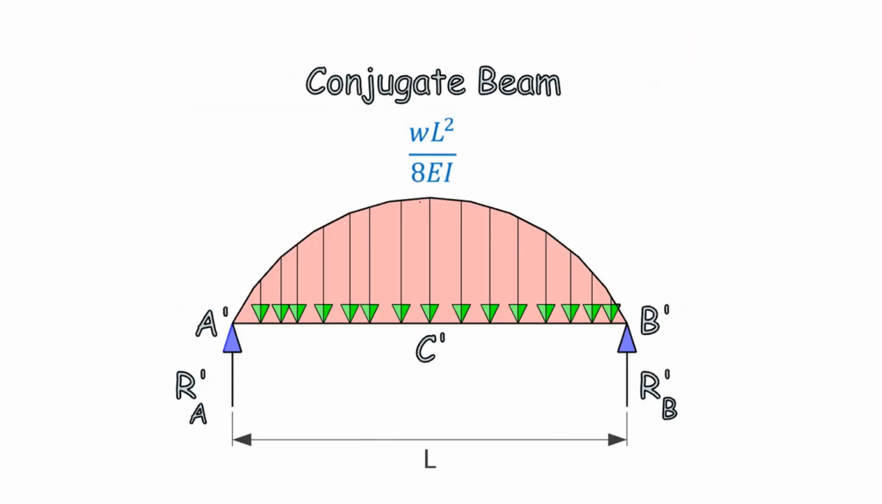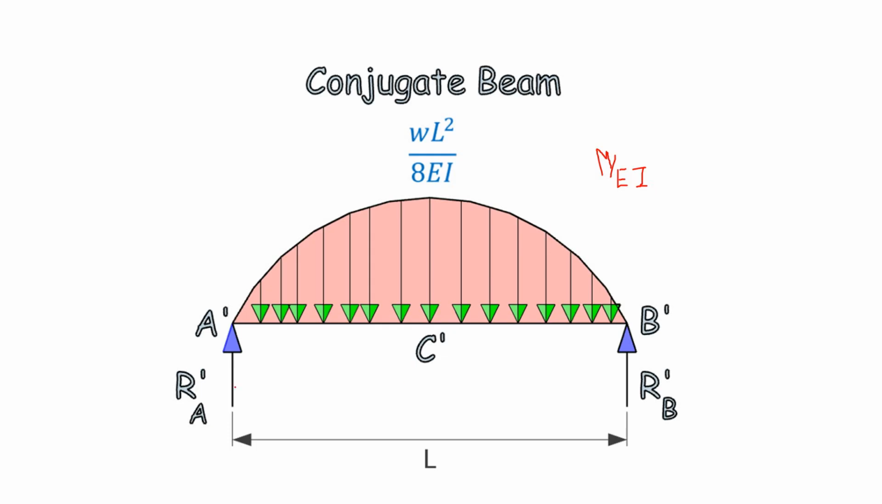So in this conjugate beam, the support conditions are similar to the real beam, that is simply supported here, and the loading has been divided by EI. So you can see that the maximum bending moment is at the center C dash, which is WL square by 8 EI. We divided by EI. This diagram is called the M by EI diagram. Technically speaking, this is moment divided by flexural rigidity. So now we will solve this conjugate beam.